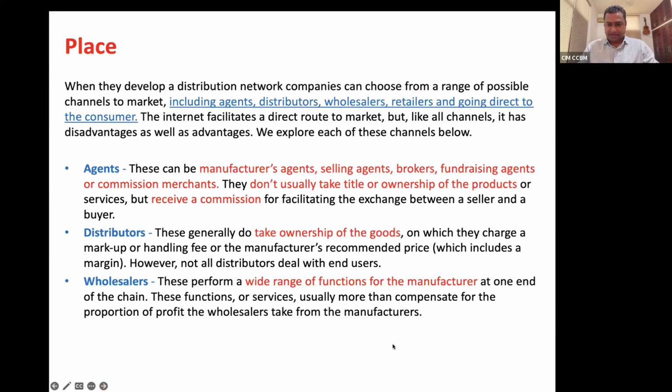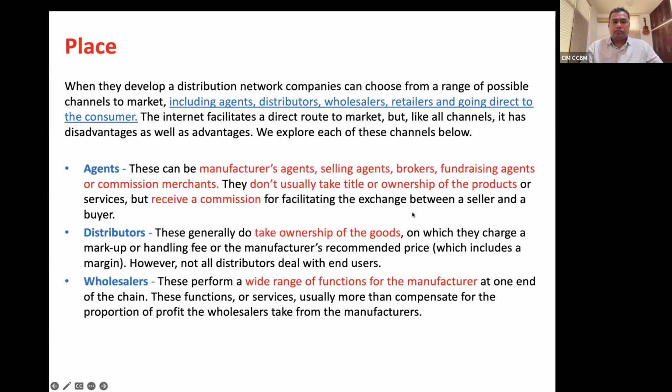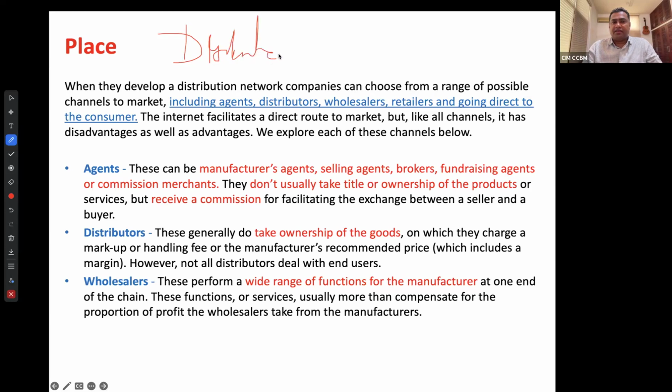Let's now come to place. Okay, let's look at the third P, place. Now, what do you mean by place? Place means distribution. That's what it means. You need to remember that. So place means distribution.